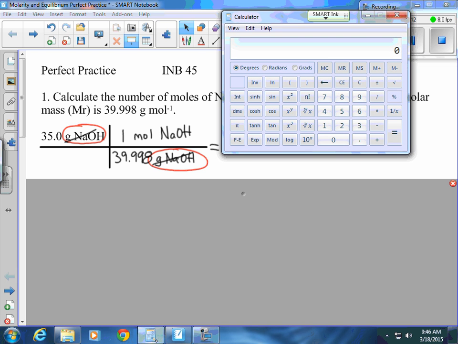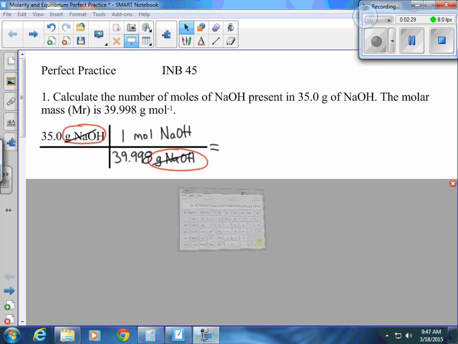39.998. So going to my calculator, 35 divided by 39.998 equals, and I need to round that to 3 significant figures, so it's going to be 0.875.